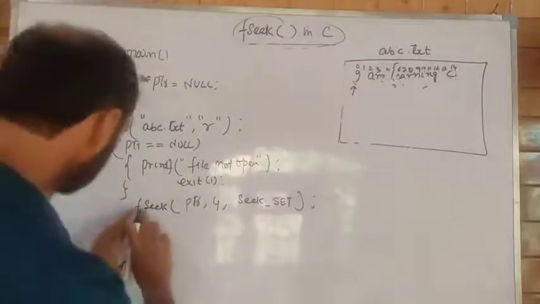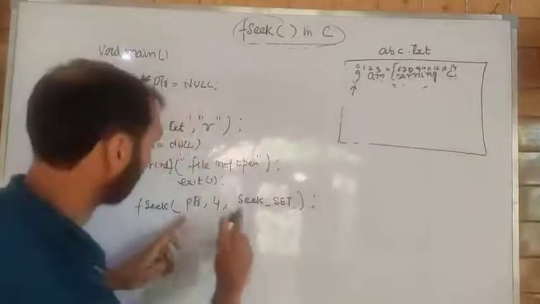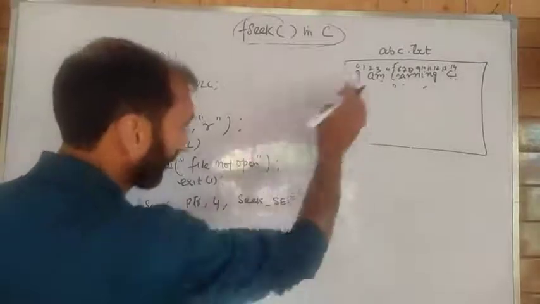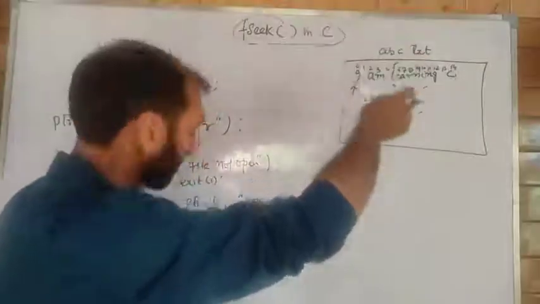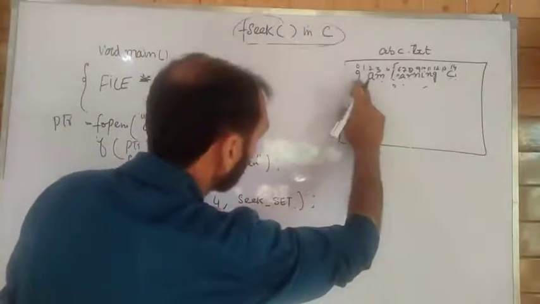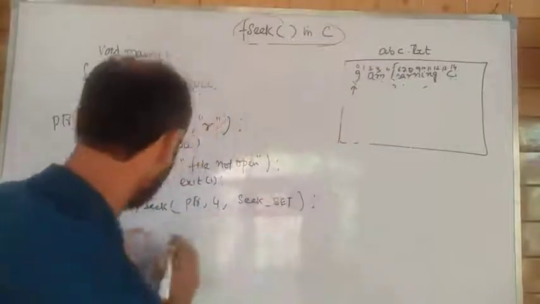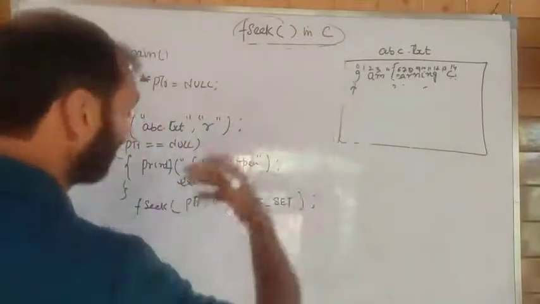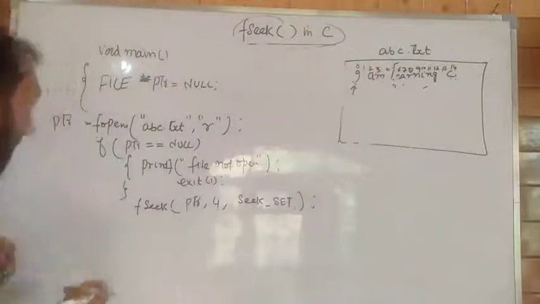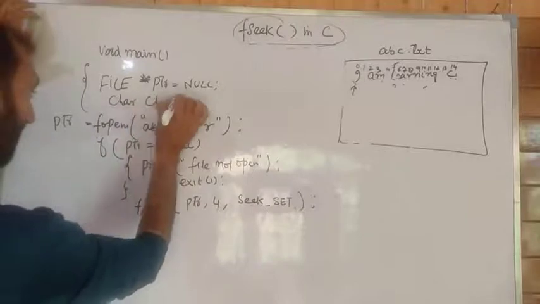So here we have only used the fseek function. What will this line do? After execution of this line, the cursor will move 4 bytes forward. 0, 1, 2, 3, and 4. That is M. See, and for example, we now want to print this M. What will be the value at this position? For example, first we have to declare here a variable ch.